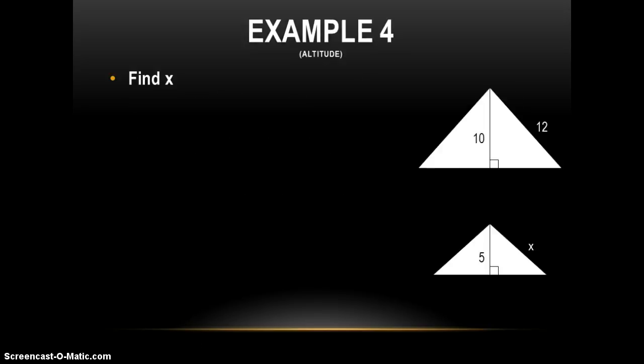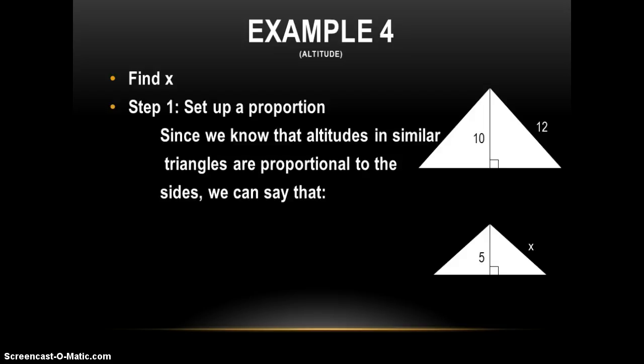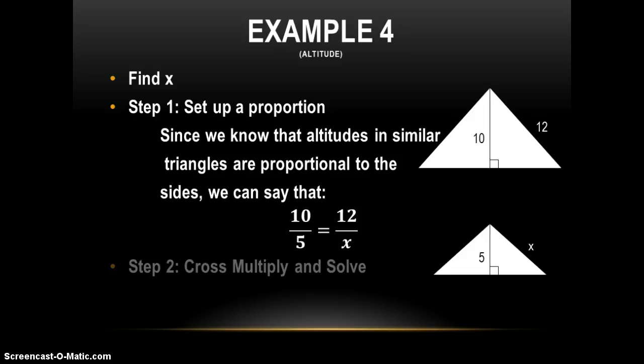Example 4. This is using the altitudes. So we're going to find x. This one's a little bit different because we're given both of our altitudes, but we have to find a side. So we're going to set up a proportion. And since we know that the altitudes in similar triangles are proportional to the sides, we can say that 10 over 5, which are our corresponding altitudes, equals 12 over x, which are our corresponding sides.